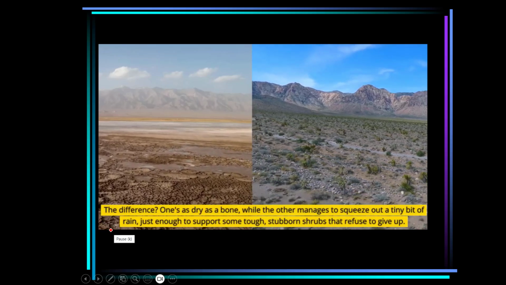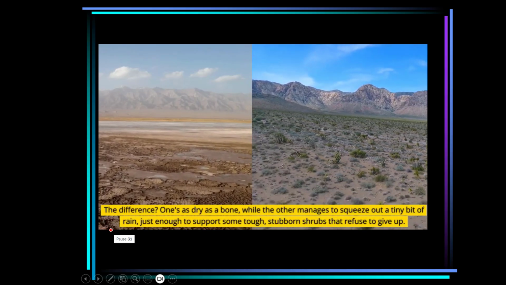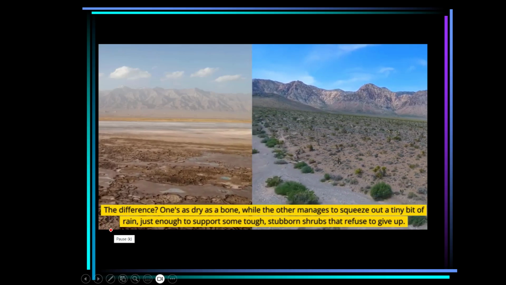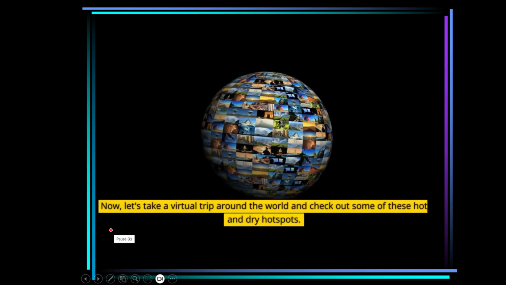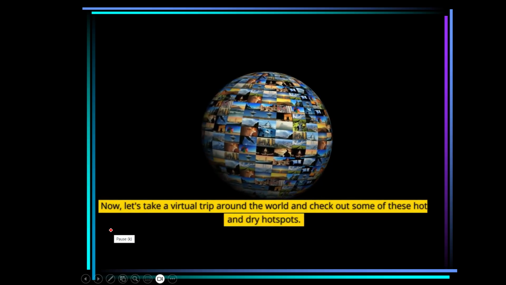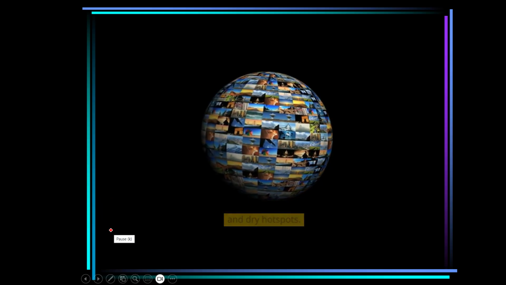One's as dry as a bone, while the other manages to squeeze out a tiny bit of rain, just enough to support some tough, stubborn shrubs that refuse to give up. Now, let's take a virtual trip around the world and check out some of these hot and dry hotspots.